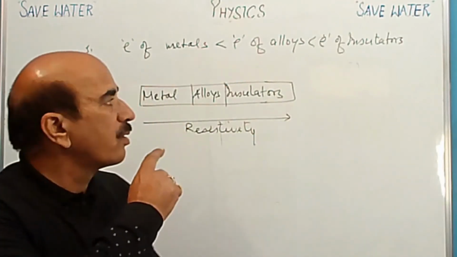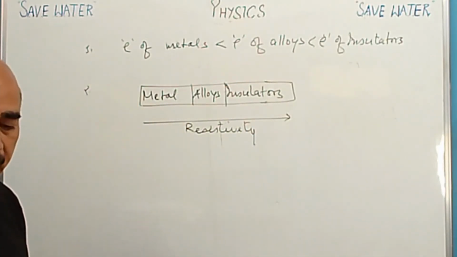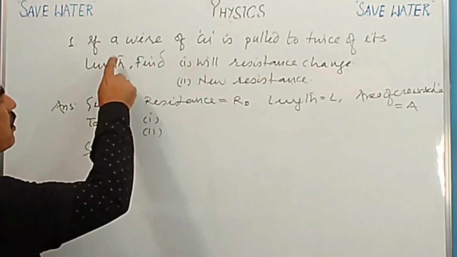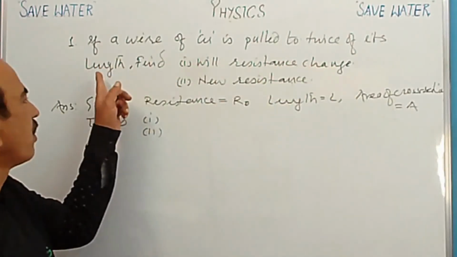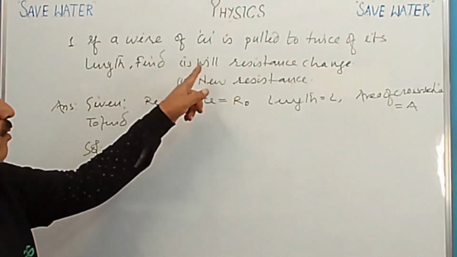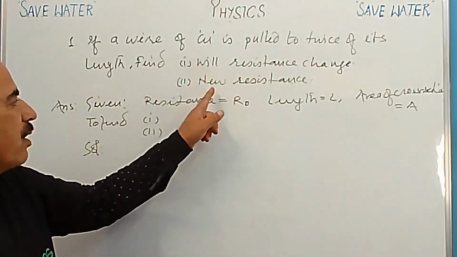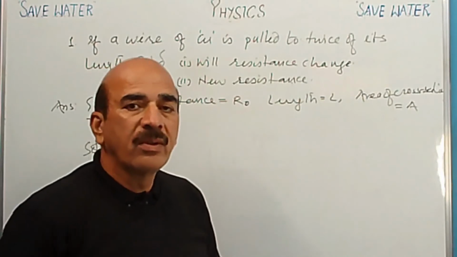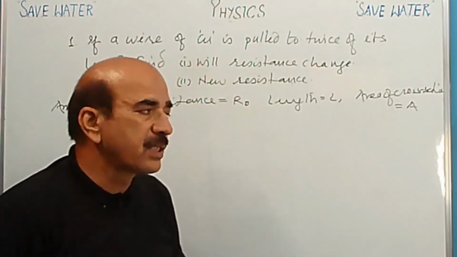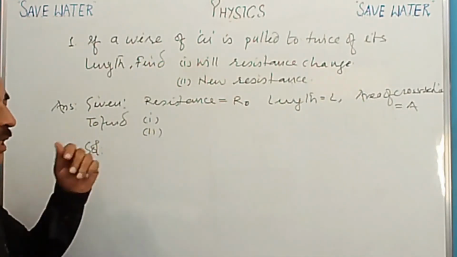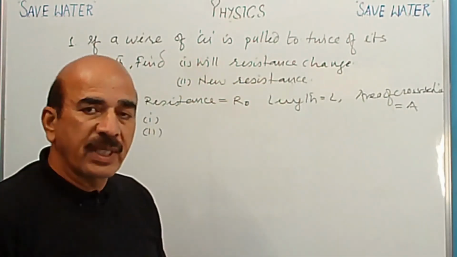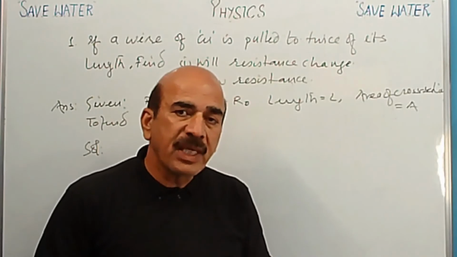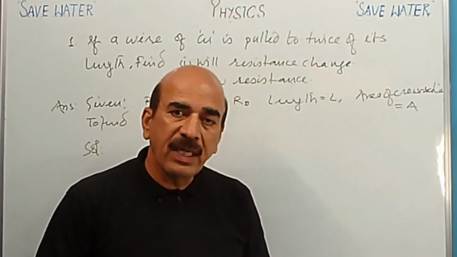Okay, may I rub it? Okay. So this is a question: if a wire of copper is pulled to twice its original length, will the resistance change? And the second, find the new resistance. So that is what we have to see. So what do you think? The first question is, will resistance change? When length is changed, resistance will change.